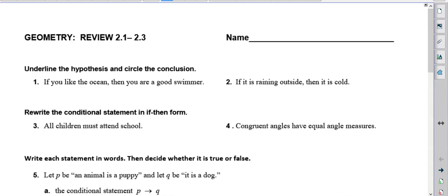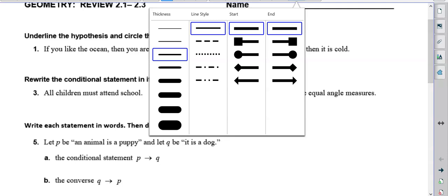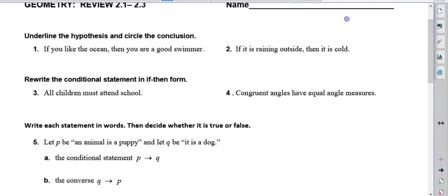All right, the quiz review for Unit 2, sections 2.1 to 2.3. It says directions first always. Underline the hypothesis and circle the conclusion. So remember, hypothesis follows if, and conclusion follows then. Now, that doesn't mean there's always going to be an if and then. It may be a similar idea, different structure, but that's the basics.